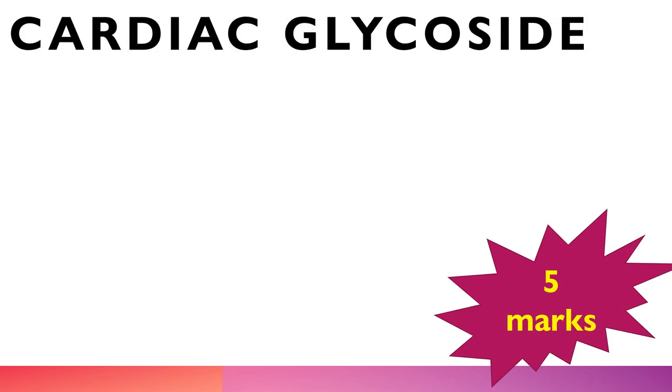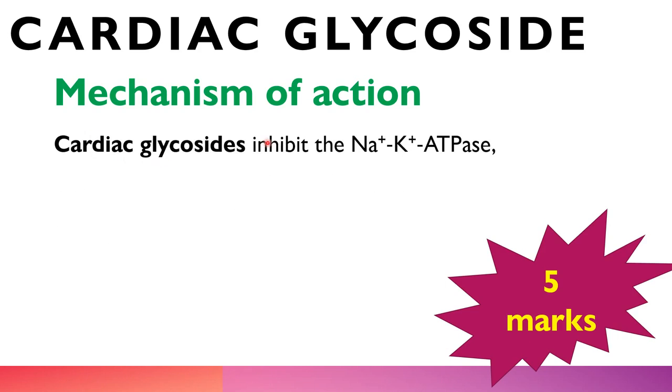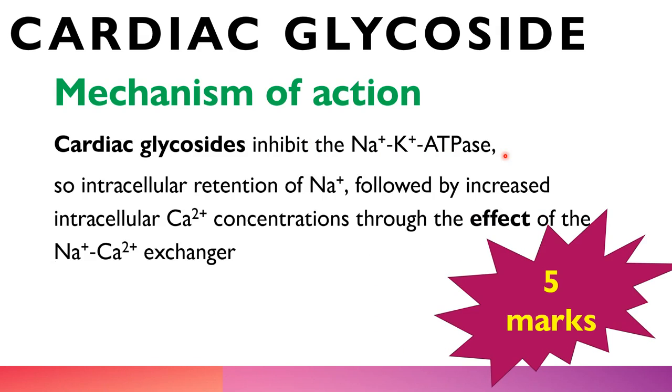Cardiac glycosides are very important from the exam point of view. So what is the mechanism of action of cardiac glycosides? This will be asked for 5 marks in your examination. Cardiac glycosides inhibit the sodium potassium ATPase. So there will be intracellular retention of Na+, followed by increased intracellular calcium Ca2+ concentration through the effect of the sodium calcium exchanger.